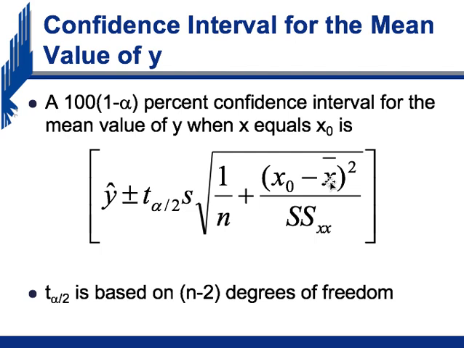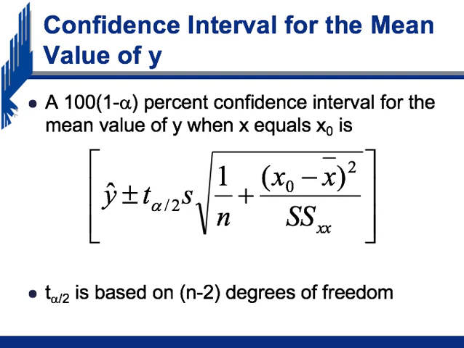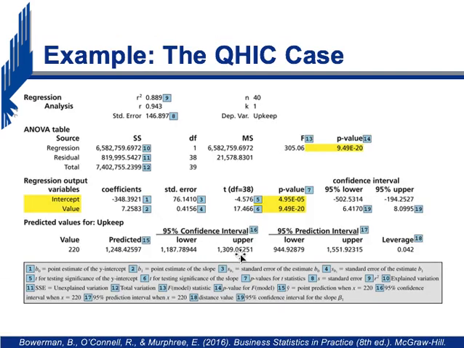Now n again is just 40. X bar is the average of all the values of x. So if you go back to your dataset, the average of the 40 values of x is equal to 174.4885. And then finally, SSxx is computed earlier in order to compute for the slope. And SSxx again is 124,951.798. So plugging in all those values to the formula, you will get this confidence interval.